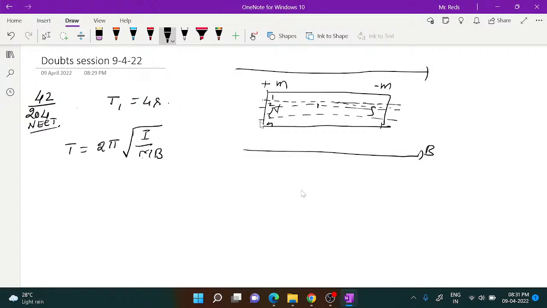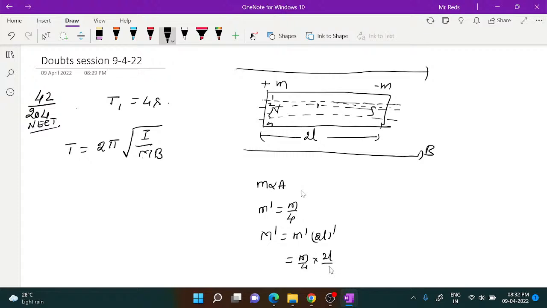But as already discussed, pole strength is directly proportional to area. If it is cut into 2 equal pieces, pole strength becomes m by 2. With 4 pieces, the new pole strength of each piece is m by 4. So the magnetic moment of each piece is m dash into the new length of each piece. But when you cut parallel to the length, the length will not change. It remains the same, 2l.